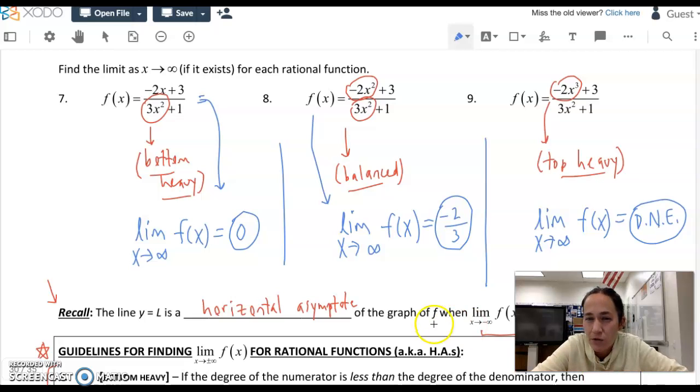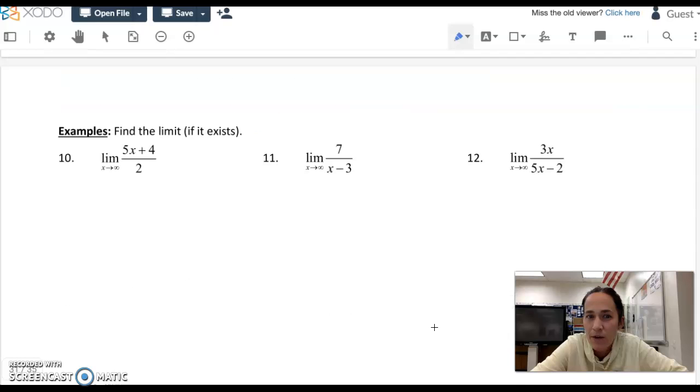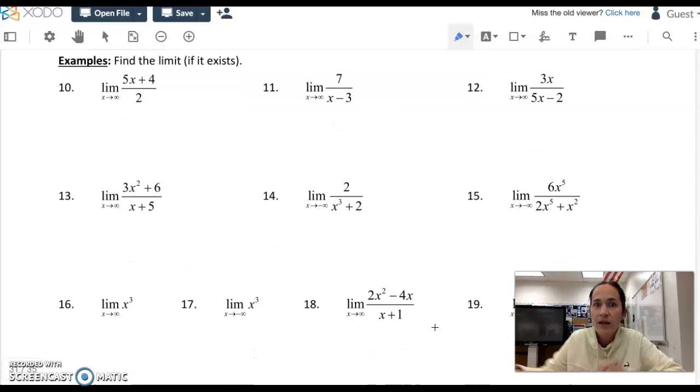Let's see where we could utilize these cases, the top heavy, bottom heavy, and balanced on page 31 to make this not a lot of work for us. See if you can try. Pause the video and try 10 all the way through 13. And then let's pick it up after that. So when you come back, check these solutions for me.